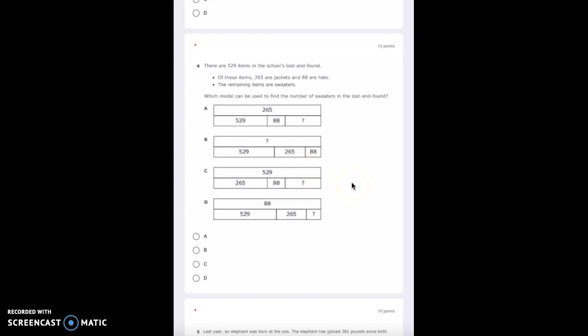Number 4. There are 529 items in the school's lost and found. Of these items, 265 are jackets and 88 are hats. The remaining are sweaters. Which model can be used to find the number of sweaters in the lost and found?